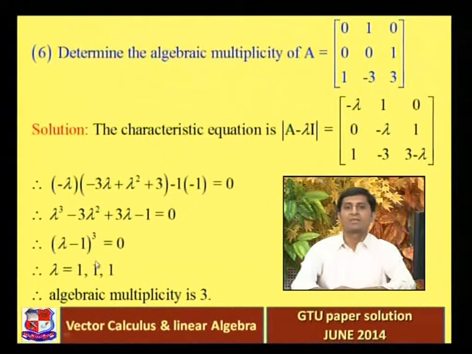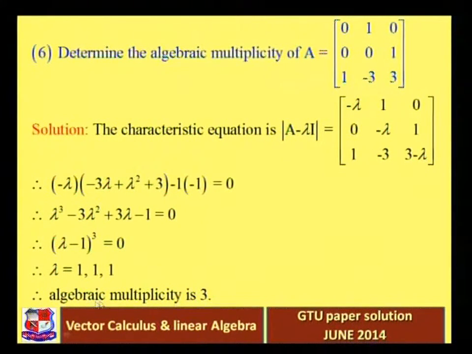So (lambda minus 1) cube, finally this is equal to (lambda minus 1) cube, that is equal to 0, and lambda is equal to 1, 1, 1. So the algebraic multiplicity is 3 because 1 is an eigenvalue and 1 occurs 3 times. So that's why the algebraic multiplicity of 1 is 3.